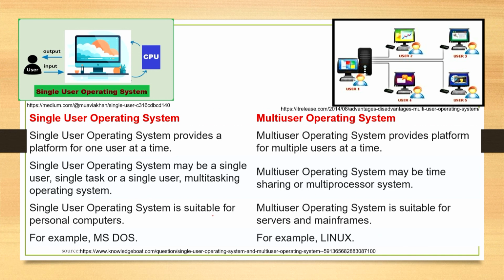A single user operating system is suitable for personal computers, and an example is the Microsoft Disk Operating System. Whereas a multi-user operating system is suitable for servers and mainframes. Examples are Unix and Linux, which are multi-user operating systems. So this is the difference between the single user and the multi-user operating system.